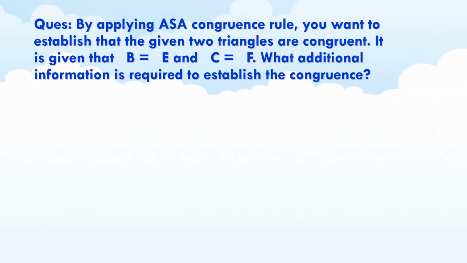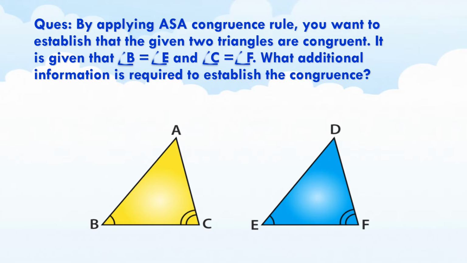Now the question is, by applying the ASA congruence rule in these two triangles, you want to establish that the given two triangles are congruent. आपको ये दिया हुआ है कि angle B is equal to angle E, and angle C is equal to angle F. I have already explained in part 1 the meaning of these symbols, like one line here, two lines here. Okay, you can go through that part to understand it better.